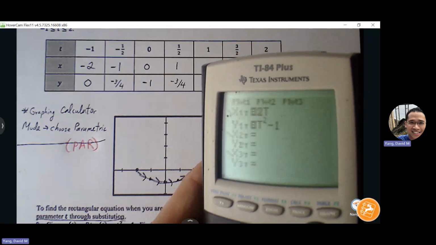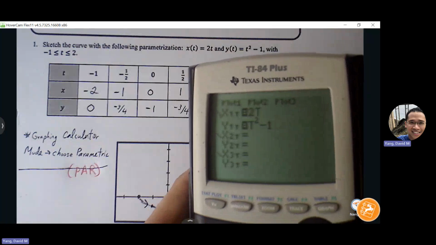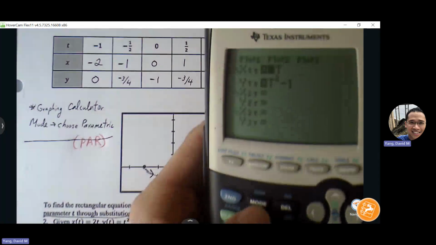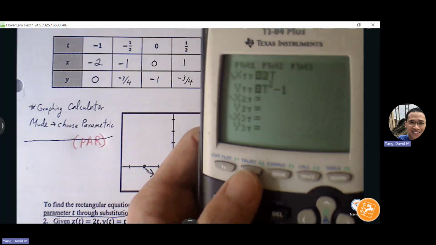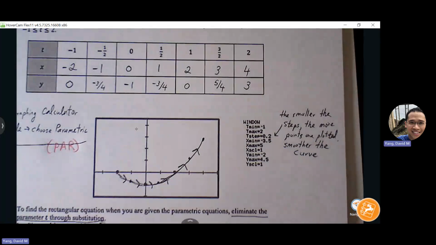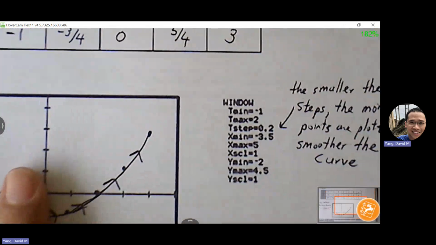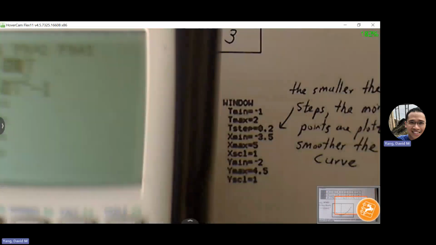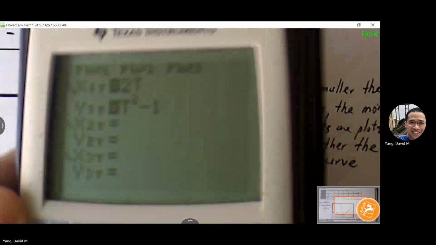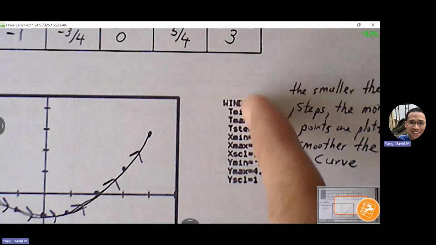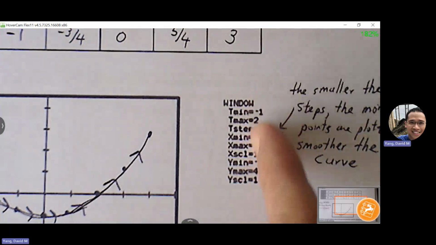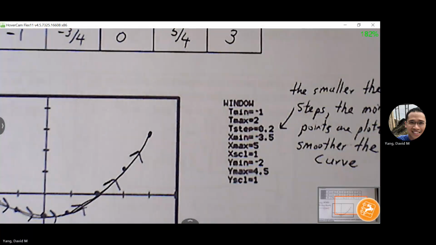So we'll let x equal 2t as given in the problem. Y equals t squared minus 1. And we're going to set the window based off of what they have for you there. So once you have this equation set up, then go to window and adjust it based off of what is given to us.